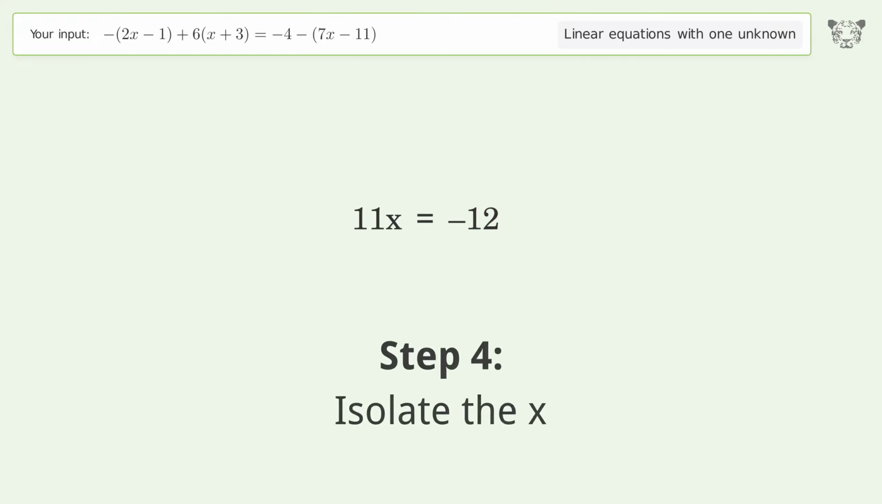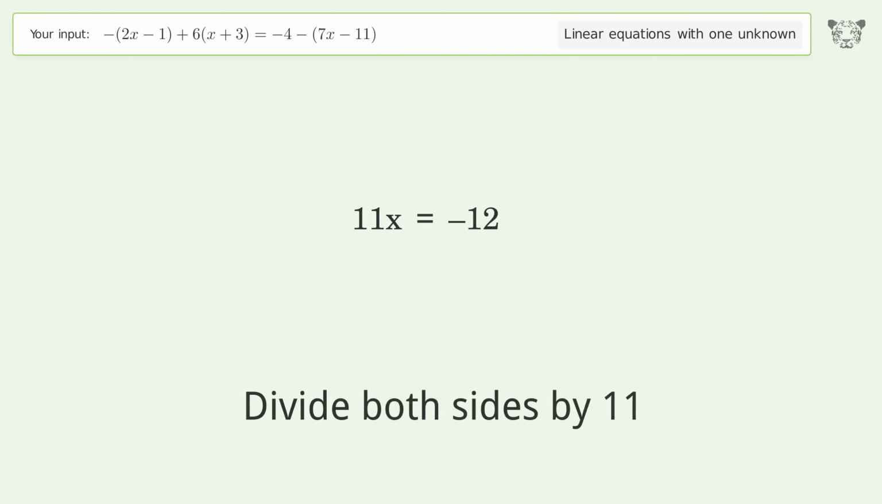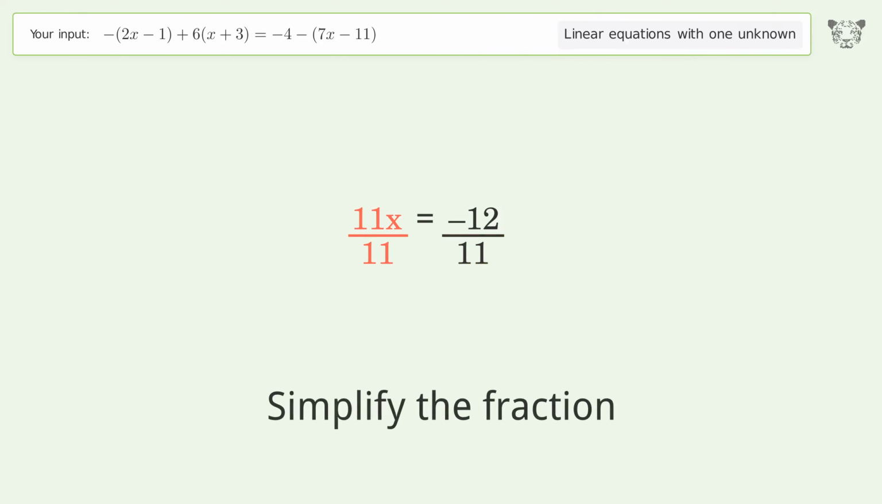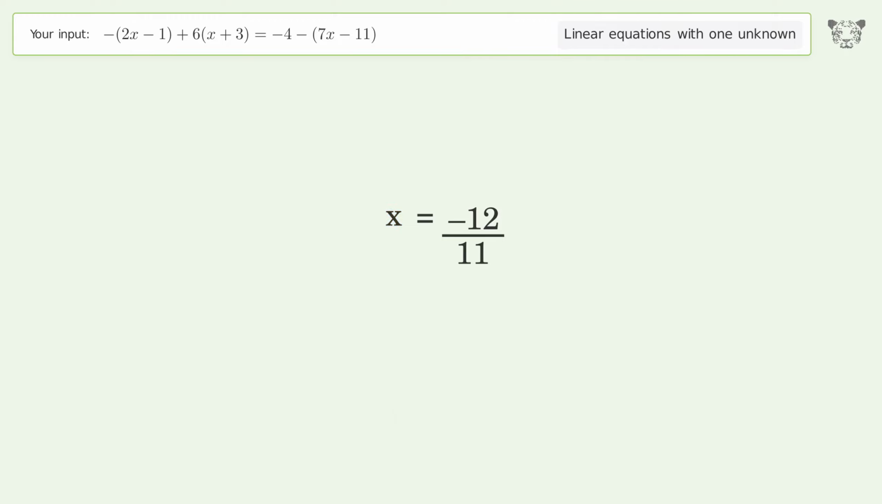Isolate the x. Divide both sides by 11. Simplify the fraction. And so the final result is x equals -12/11.